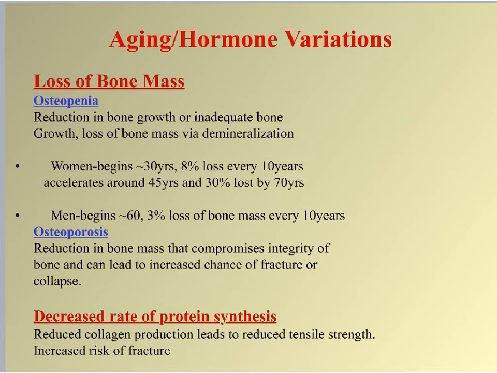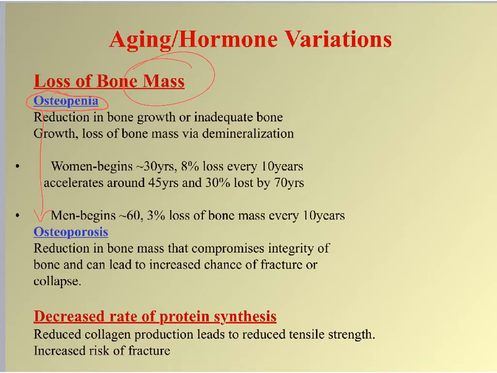So let's look at what happens as we age to our skeletal system. And both of these processes I'm sure you've heard of, and they both occur in men and women. However, in women, these conditions begin earlier and accelerate faster. So one of the things that happens as we age is we lose bone mass. Our bones become less dense, and that can lead to an increased risk of fracture. So the first condition is kind of like the precursor to the next.